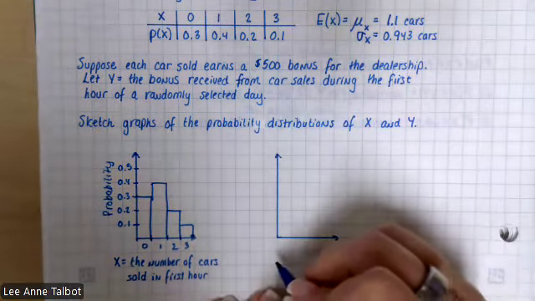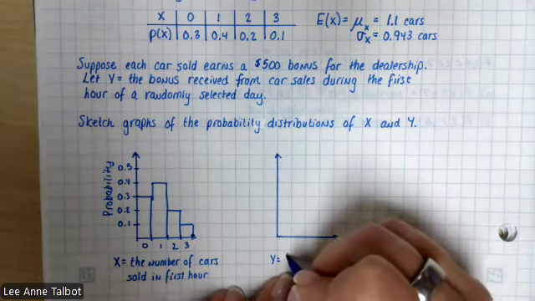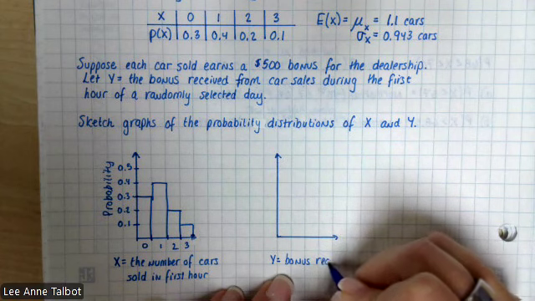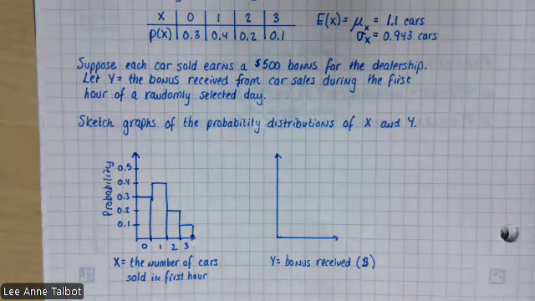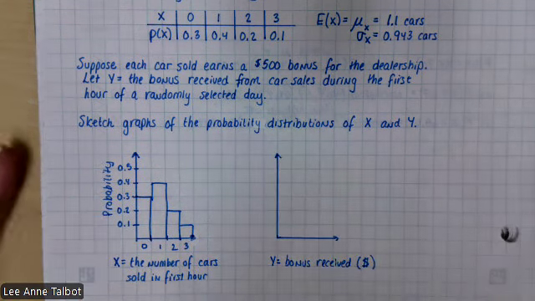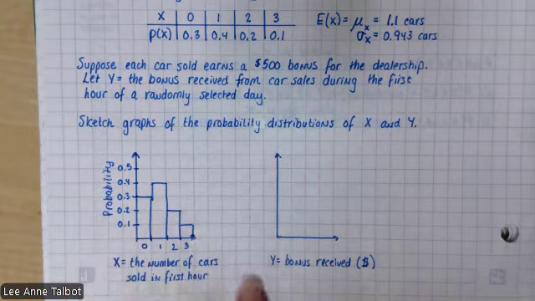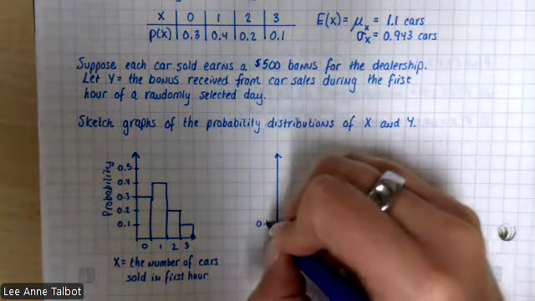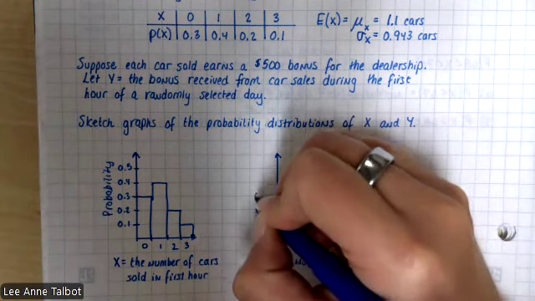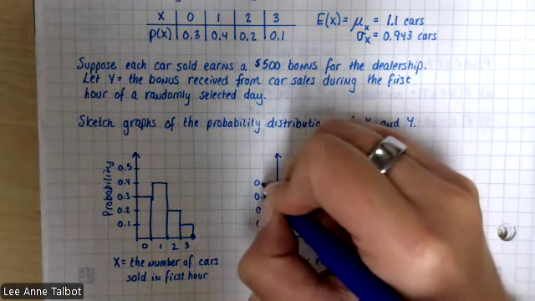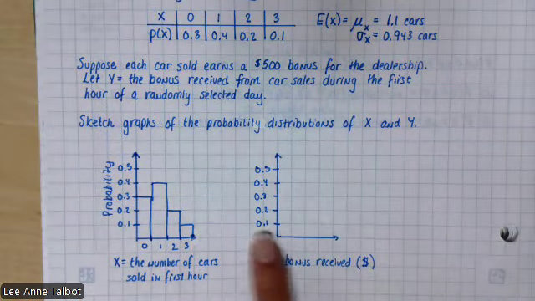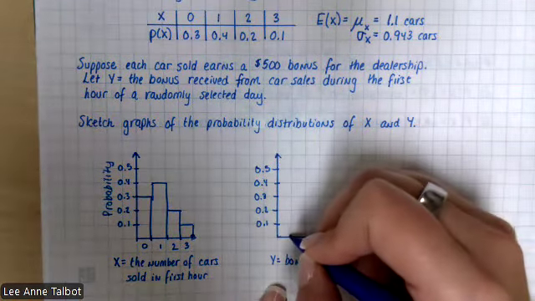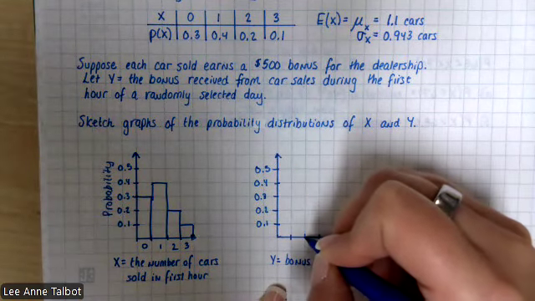Okay, now we're going to work on Y. Y is the bonus received in money. And we need to do a few things over here. We're not going to change some stuff. The probability is going to stay the same, so these values do not change. However, our x-axis is going to change because now we're talking about different units.